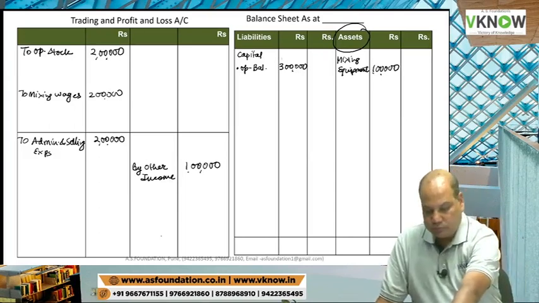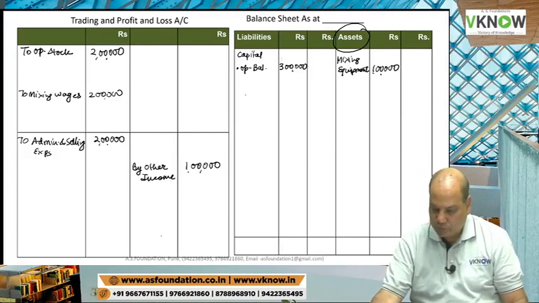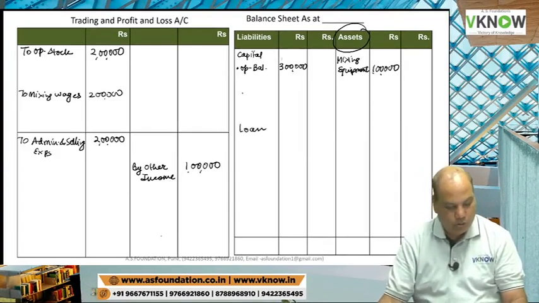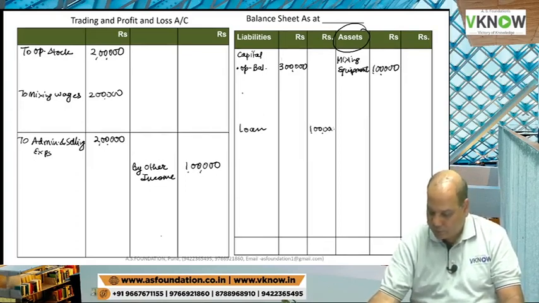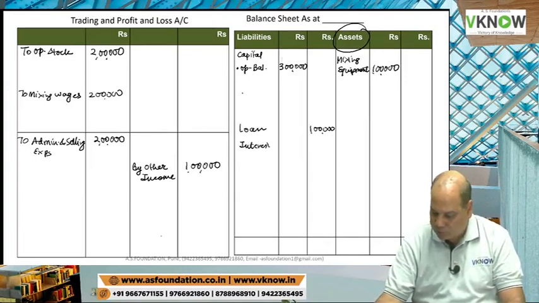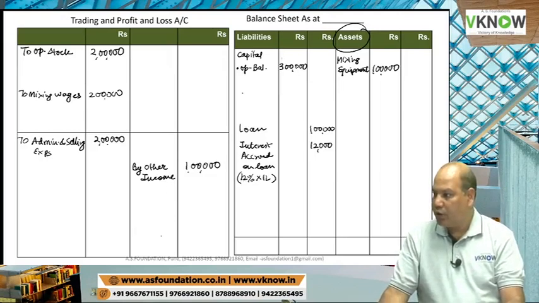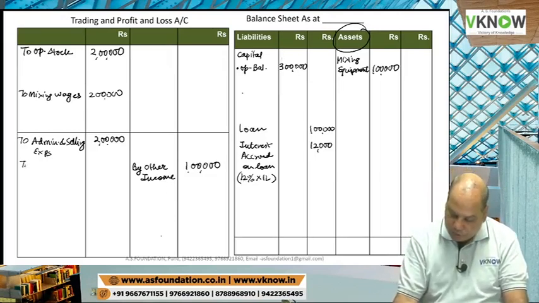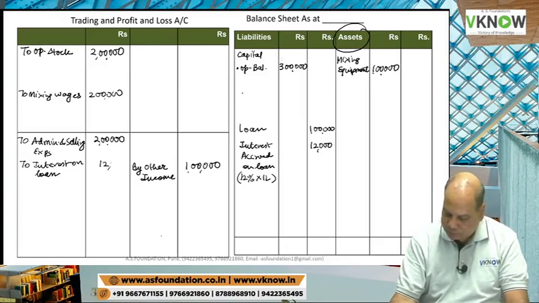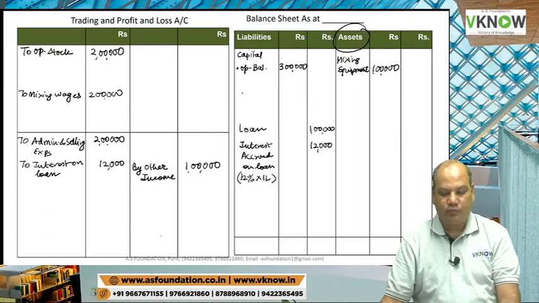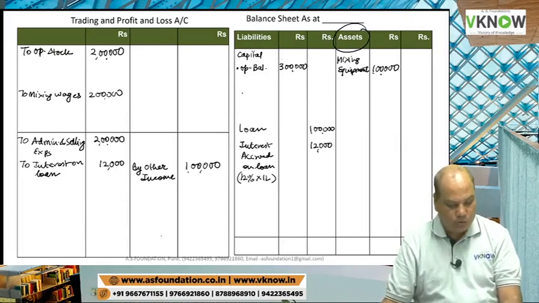Then we have loan. Loan you write down here, loan 1 lakh. And interest accrued on loan, 12% of 1 lakh, 12,000. Interest accrued on loan 12,000. P&L account debit side, to interest on loan 12,000. So the second effect is also over.